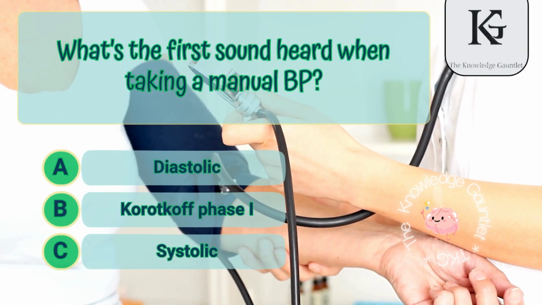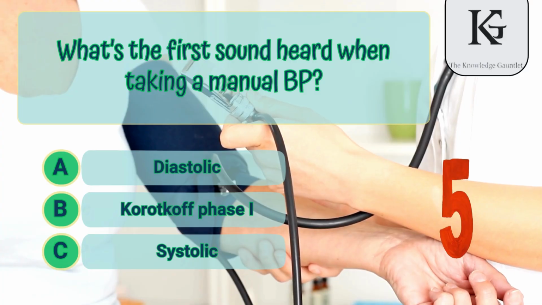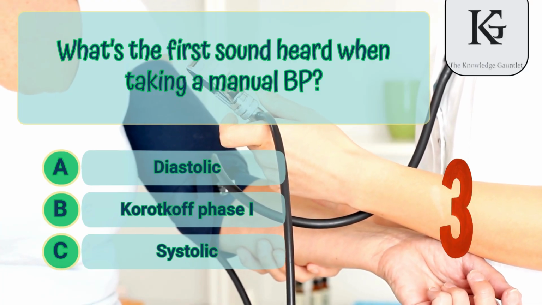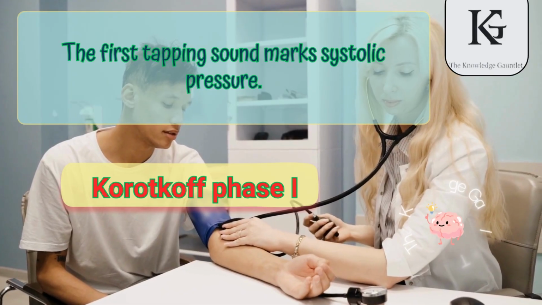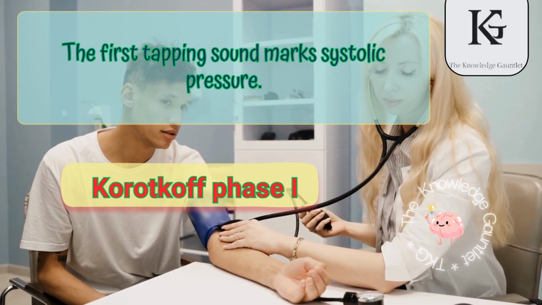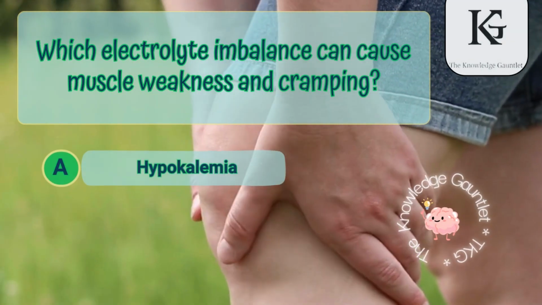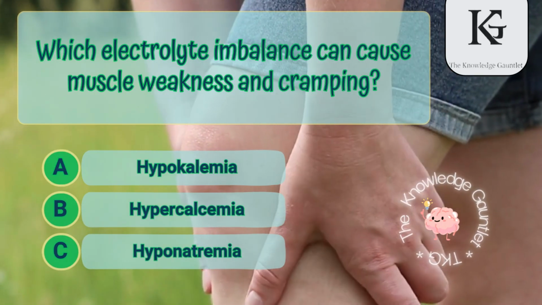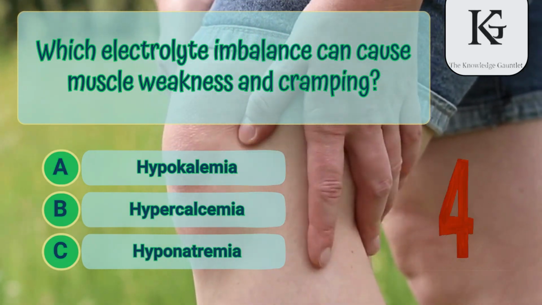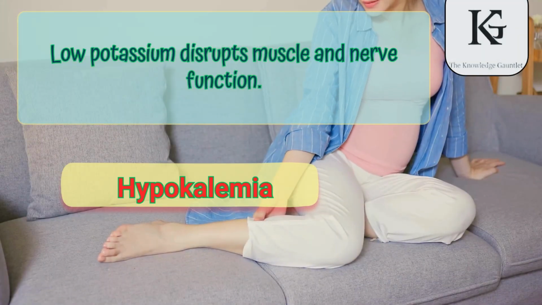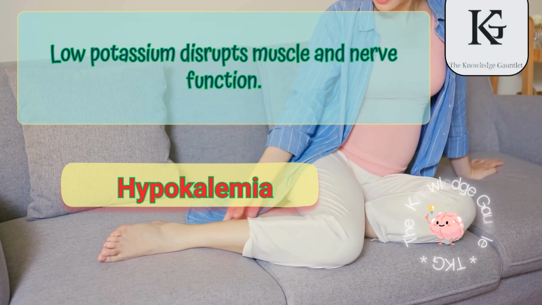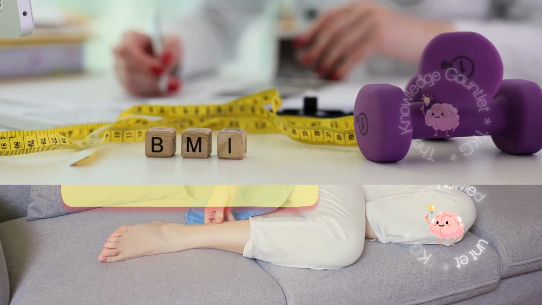What's the first sound heard when taking a manual blood pressure on a patient? Answer, the first tapping sound marks systolic pressure, known as Korotkoff phase 1. Which electrolyte imbalance can cause muscle weakness and cramping? Answer, hypokalemia. Low potassium disrupts muscle and nerve function.